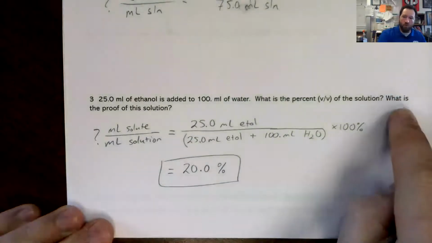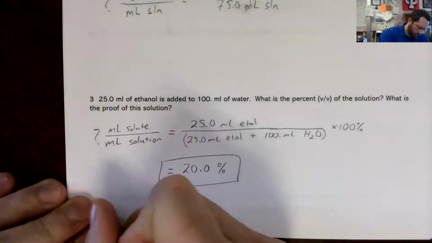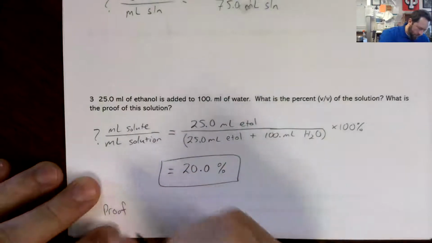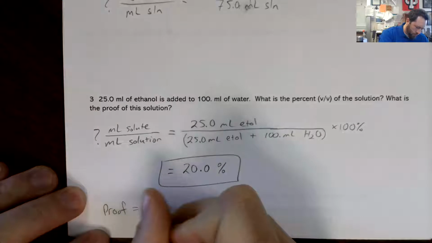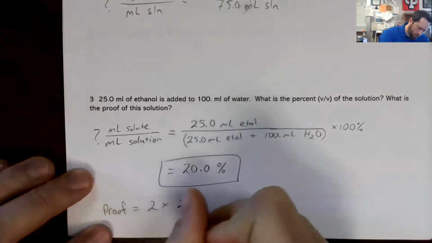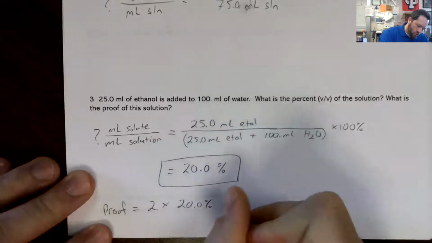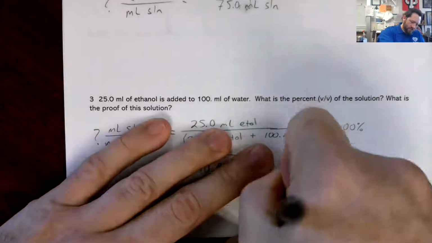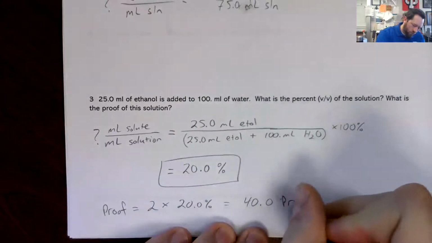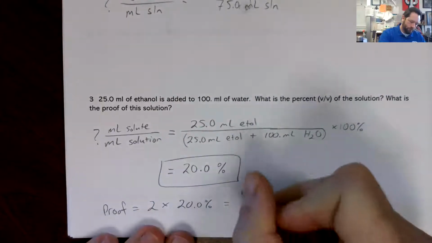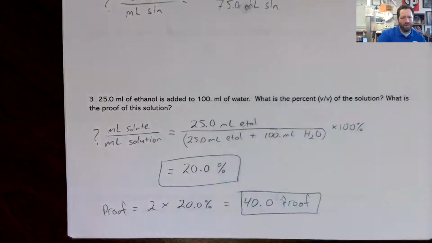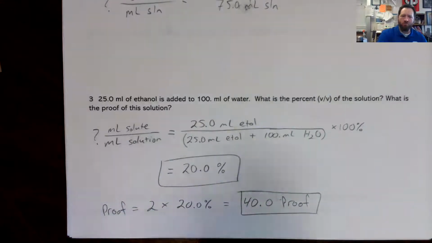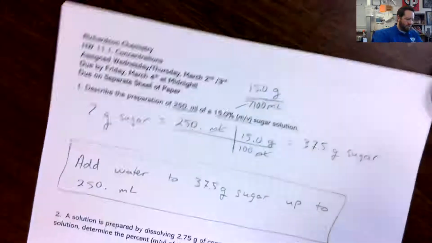Hey, second part of this. What is the proof of this solution? Well, proof is just kind of a tricksy little thing that some companies do. 2 times whatever your percent concentration is. So we're going to end up with, whoops, not 40%, sorry, 40 proof. There we go. That's all you do to find a proof. Just multiply your percent concentration by 2. All right, there we have it. There's problem number 3. Let's take a look at number 4.